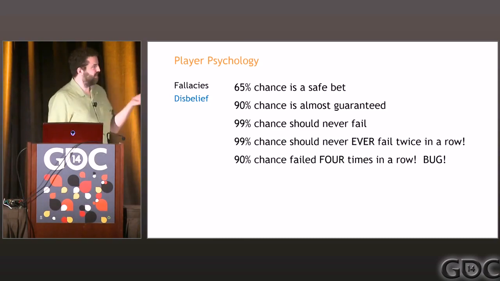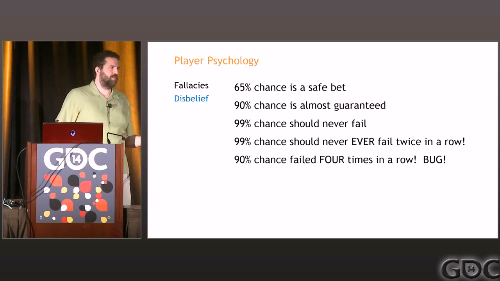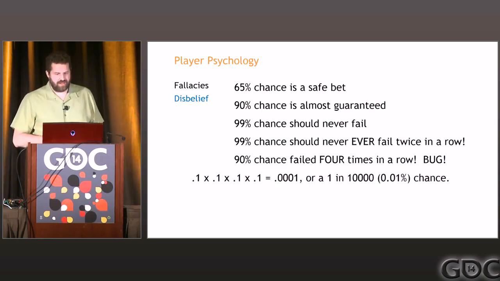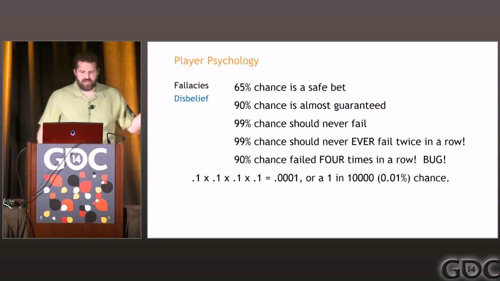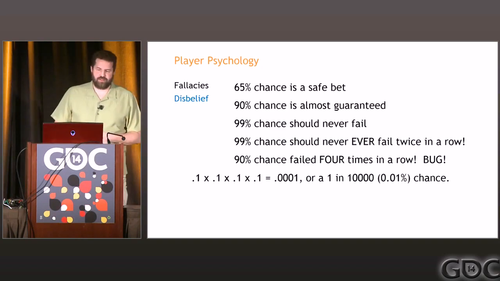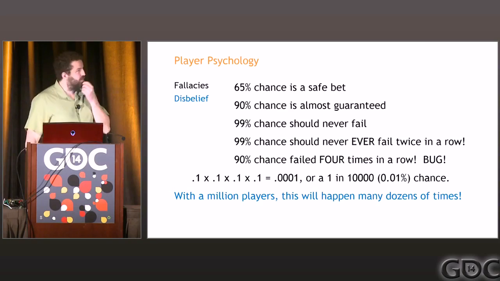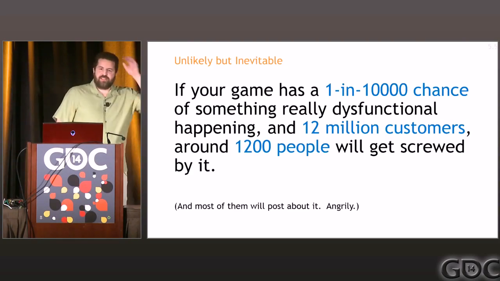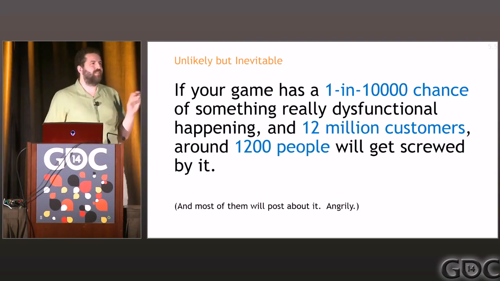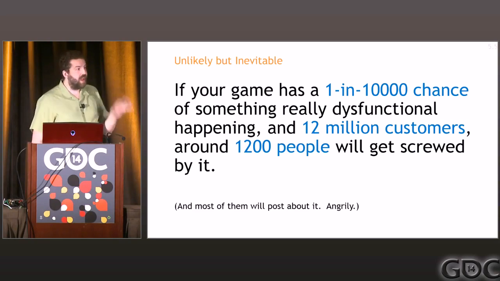And likewise, if I have a 90% chance of hitting you, if I miss you 4 times in a row, then there's something wrong. The game is cheating me. There's a bug, right? And really, if we just look at the math of this, if you've got a 1 in 10 chance 4 times in a row, to fail all 4 of them is a 1 in 10,000 chance, which is very unlikely, unless you have 1 million players, right? So that's one of the first interesting things, that even unlikely things are inevitable when you talk about the economies of scale that we have with our player bases.